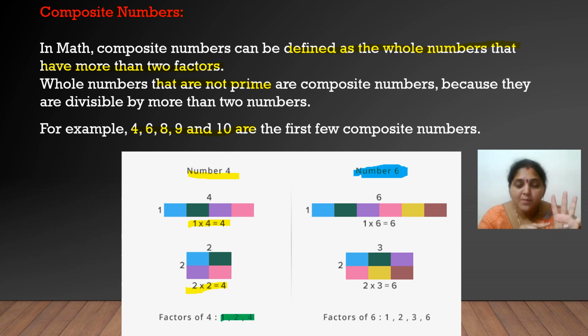So in how many tables can you find the number 6? You can identify it in 4 tables. What are the tables? 1, 2, 3 and 6. So how many factors are there for the number 6? We are having 4 numbers, so those are called the 4 factors of number 6. Now number 6 is having more than 2 factors, so what will we call this number? We'll call it a composite number.